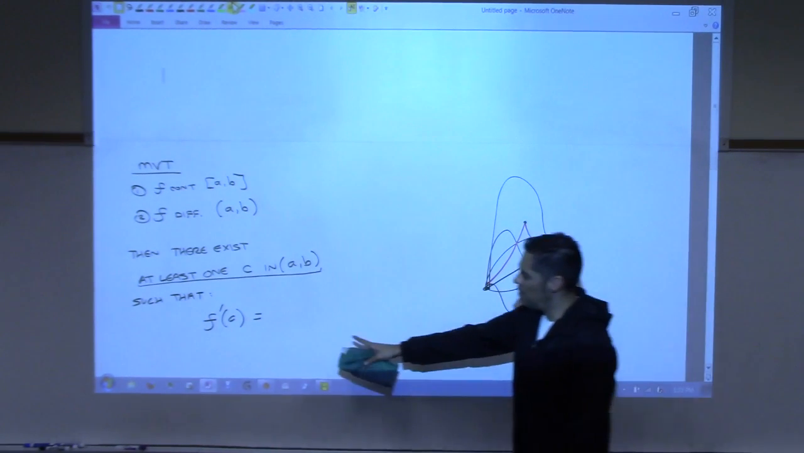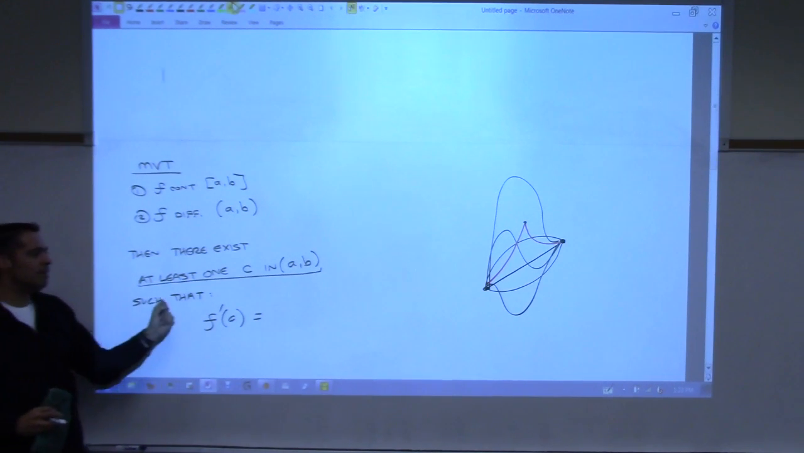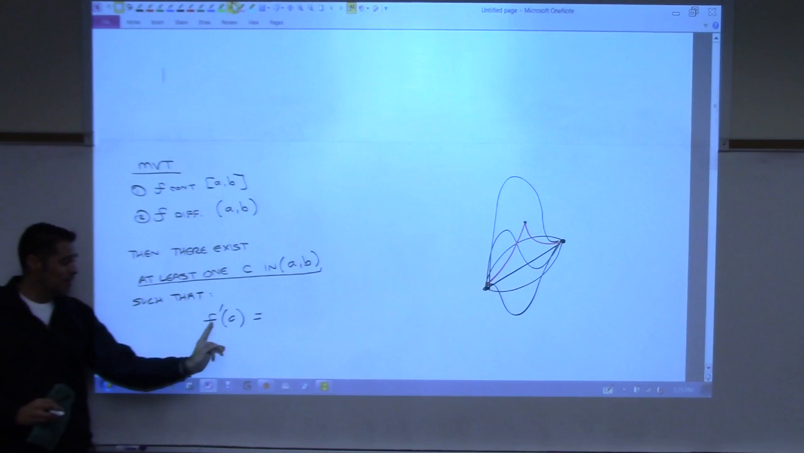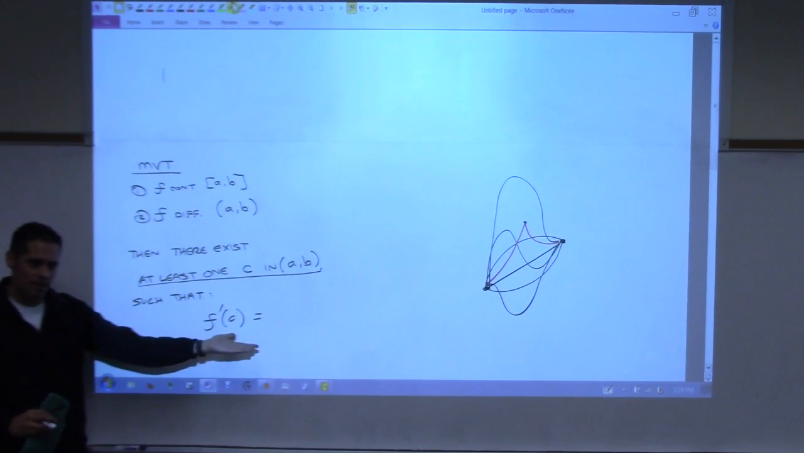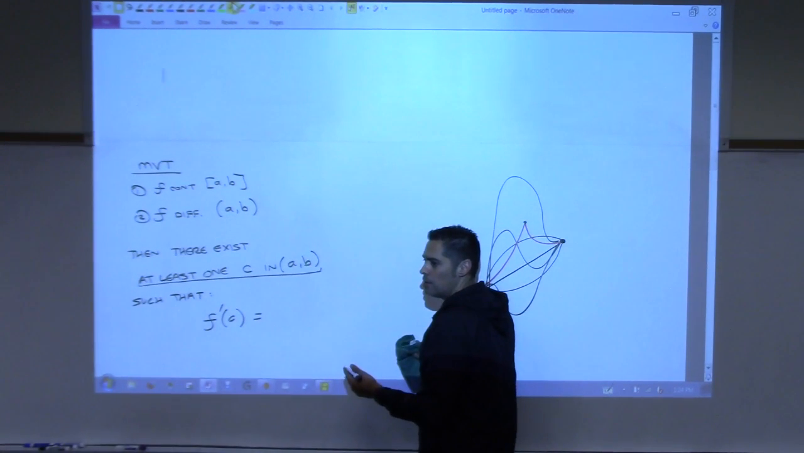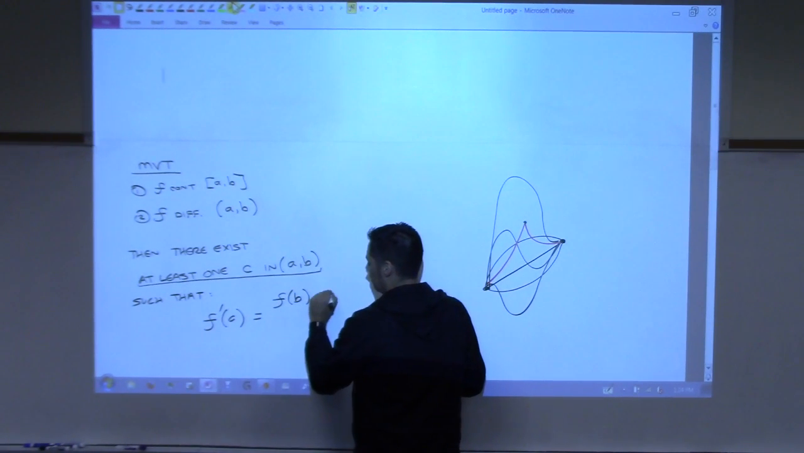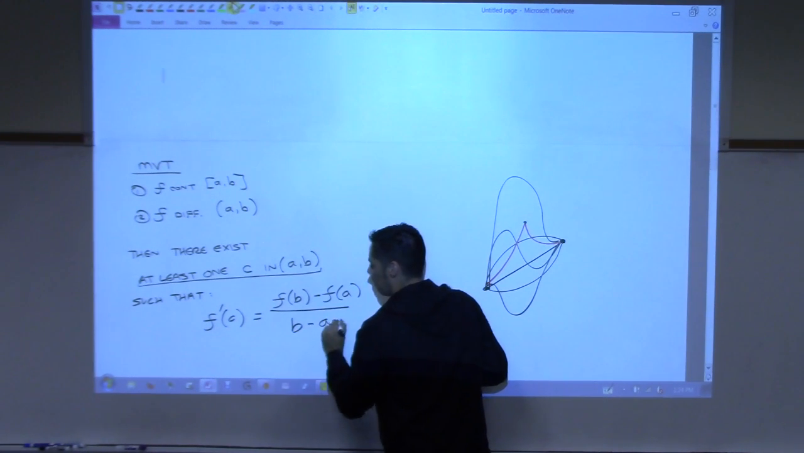So I kind of didn't finish this. We're guaranteed the existence of at least one point within the interval such that the slope of the tangent line must be equal to the slope of the secant line. Now, how do I write that? Well, rise over run, right? Rise over run. So the way I'm going to write it is this: f of b minus f of a over b minus a.